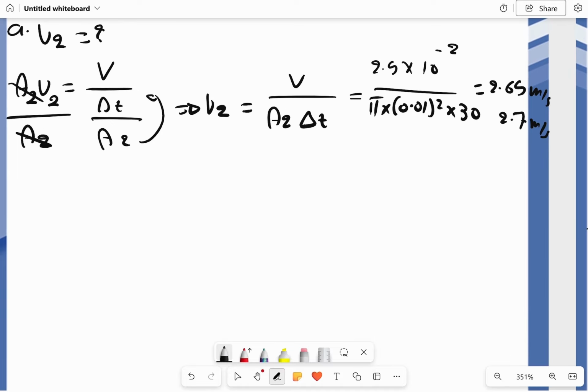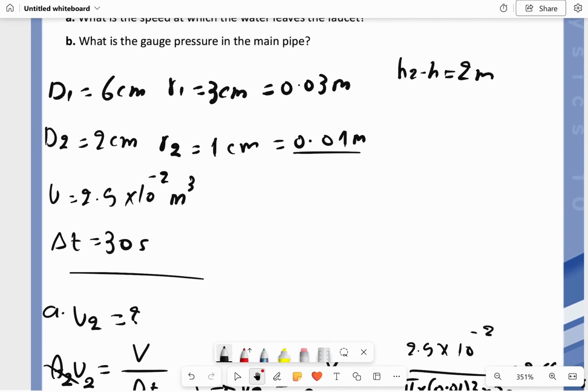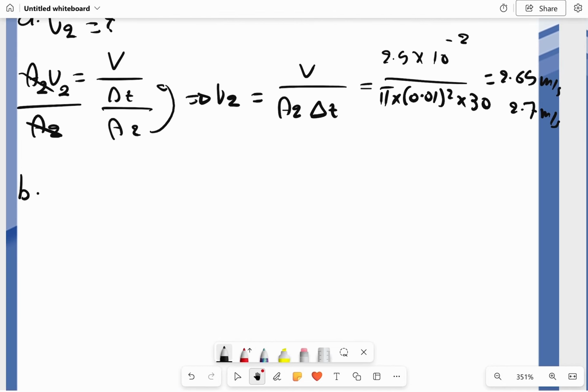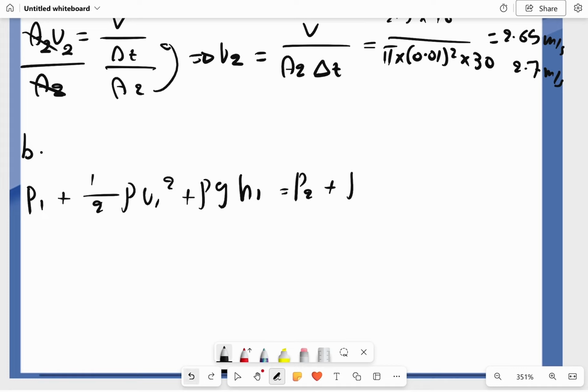Then we have part B of the question, which says, what is the gauge pressure in the main pipe? Because we have height, guys, so write all the equations that you have. Let's write the equation. We have P1 plus 1/2 rho V1 squared plus rho g h1, which is equal to P2 plus 1/2 rho V2 squared this time plus rho g h2.